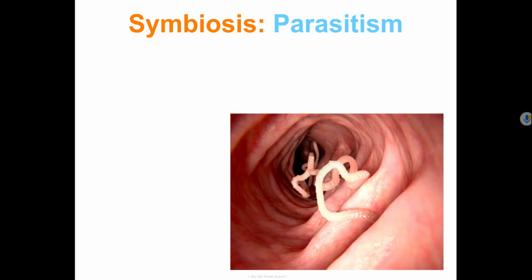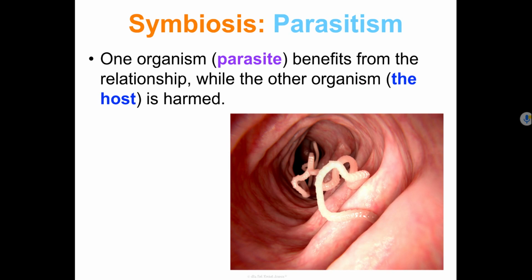The first is parasitism. This is where one organism, the parasite, benefits from the relationship, while the other organism, the host, is harmed. A great example of this is a tapeworm in a human's intestine. If you get a tapeworm, the tapeworm absorbs the nutrients from the food that you eat, which steals nutrients away from your body. The human in this case actually ends up being harmed because they're not getting the nutrients that they need when they eat their food, but the tapeworm is benefited because they're getting all those nutrients from the food that you eat.